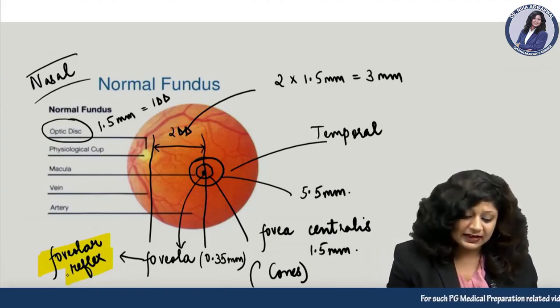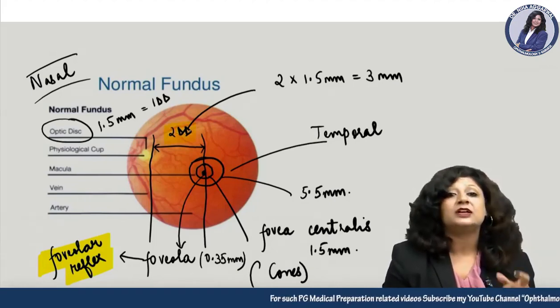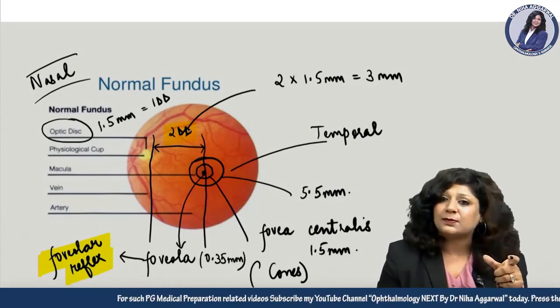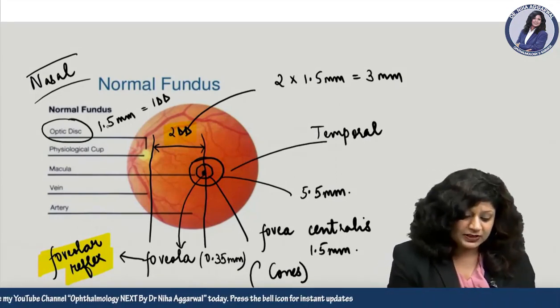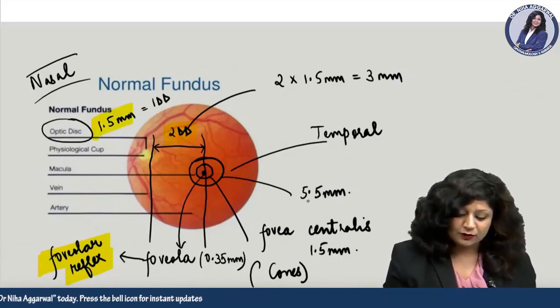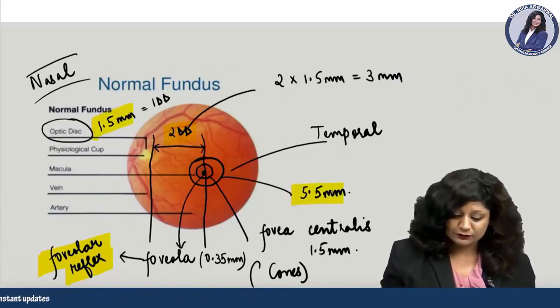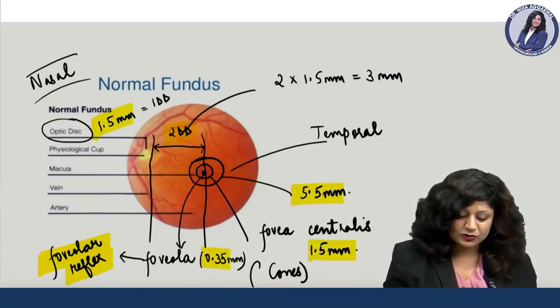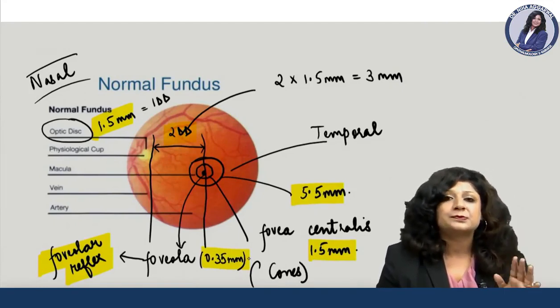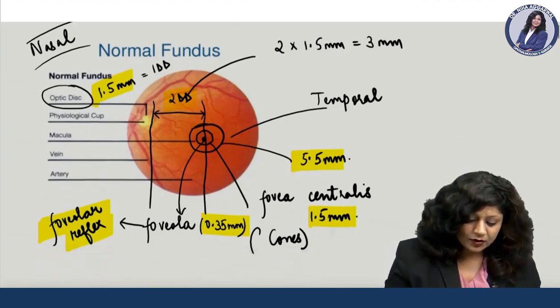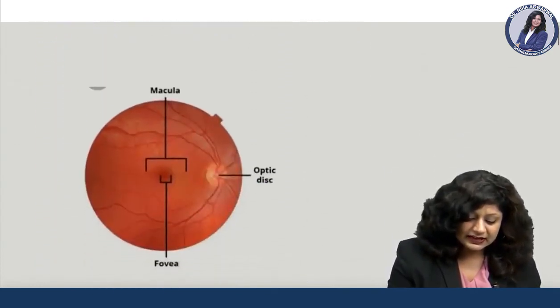Apart from this, the 2 disc diameter distance between the optic disc margin and the foveola, the diameter of the optic disc, the diameter of the macula, the diameter of the fovea centralis, and the diameter of the foveola, all these are very important questions, especially for AIIMS. Alright. Now see this another one.